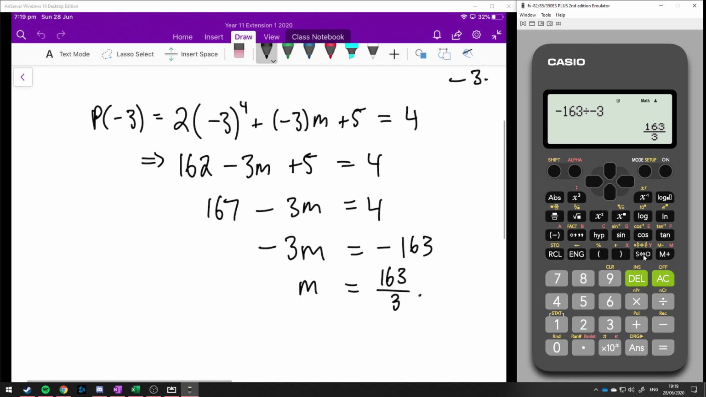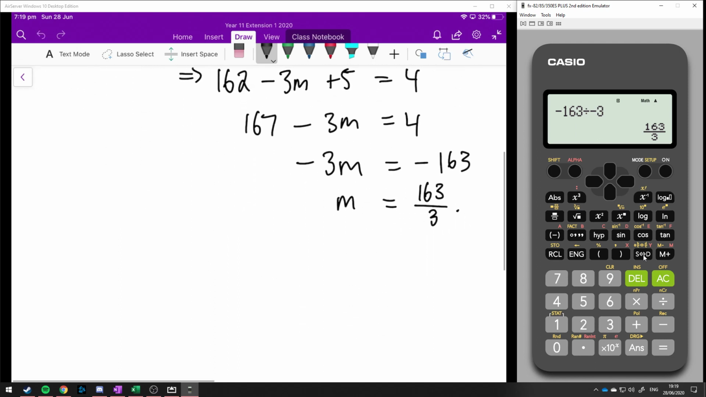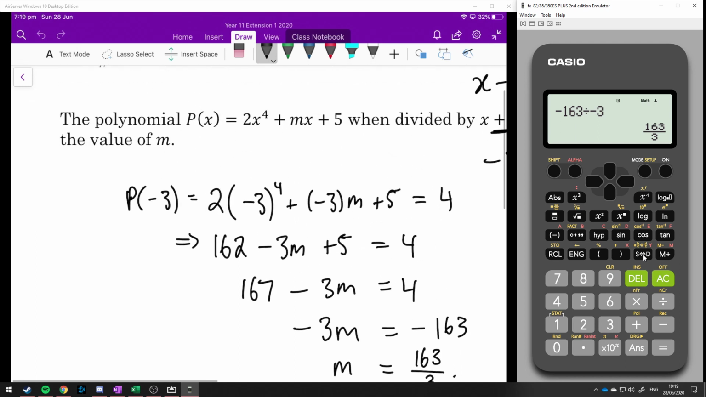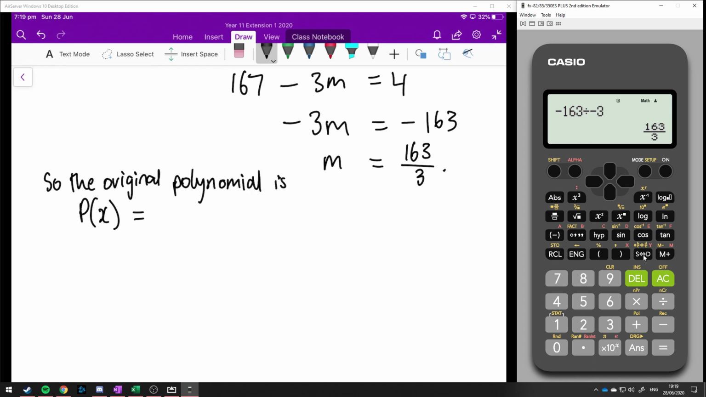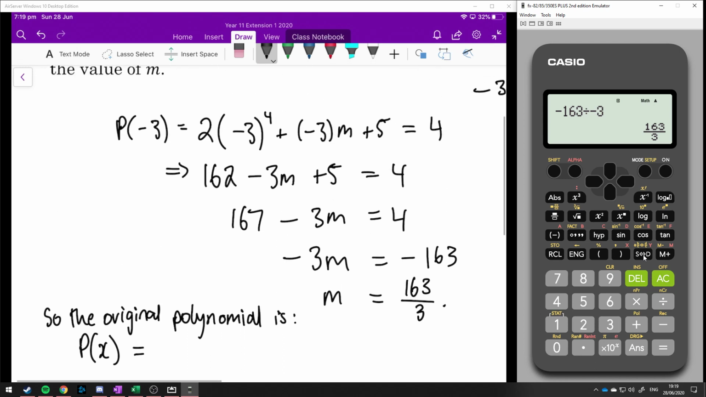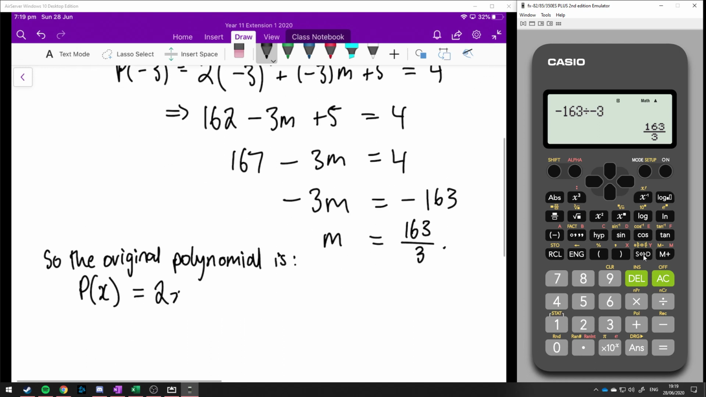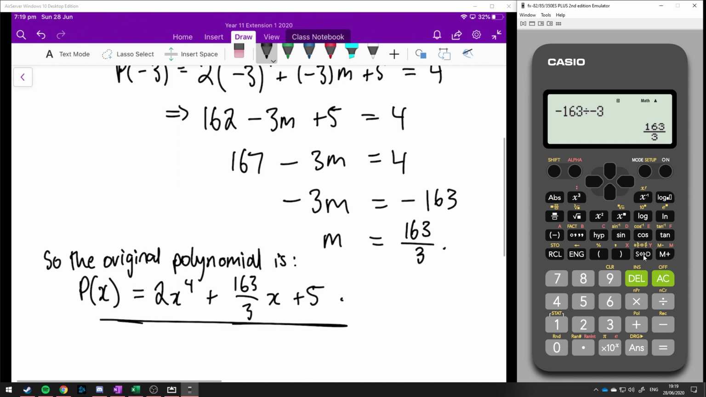It's as easy as that. So if that's what m is equal to, that's all we've been asked to do, just to find the value of m. But that means that our original polynomial is p of x is equal to 2 lots of x to the power of 4 plus 163 on 3 lots of x plus 5. And that's the original polynomial there.